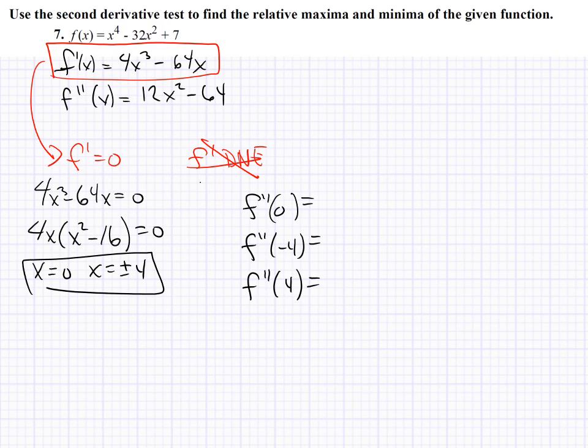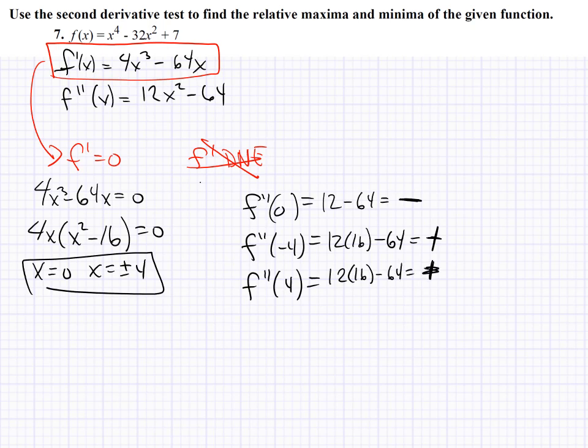So plug 0 into the second derivative. I'm going to get 12 times 0 minus 64, which ultimately gives me a negative value. I'm going to plug negative 4 into the second derivative, which will give me 12 times 16 minus 64. That's going to give me a positive value. Then I'm going to plug positive 4 in, which will also give me 12 times 16 minus 64, which will give me a positive value.